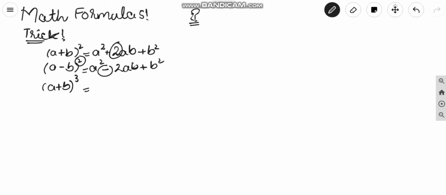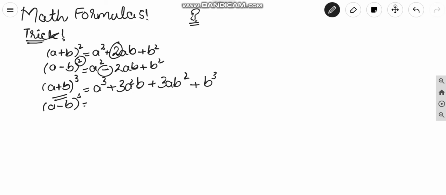For example, when you expand the polynomial (a + b) whole cube, first we have to write a cube, then plus 3a square b plus 3ab square plus b cube. But when you expand the polynomial (a - b) whole cube, then you have to remember where to put the plus and where to put the minus, where to put the 3, and where to put a square and where the b square.